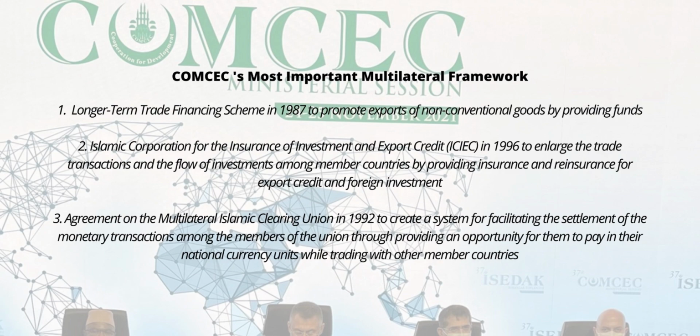The third, Agreement on the Multilateral Islamic Clearing Union in 1992, was made to create a system for facilitating the settlement of the monetary transactions among the members of the Union through providing an opportunity for them to pay in their national currency units while trading with other member countries.